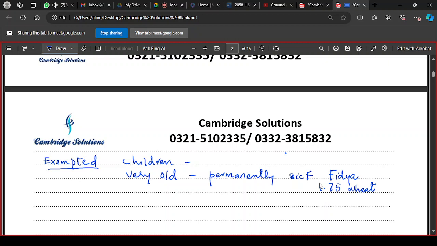The fidya for each fast is to feed one person twice a day, or the person can pay it according to the amount of Sadqatul Fitr. So identify the people: children are exempted.